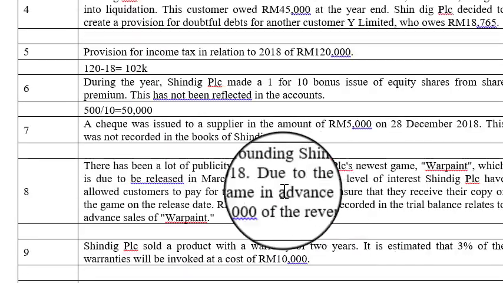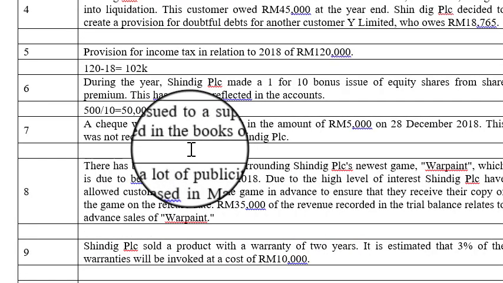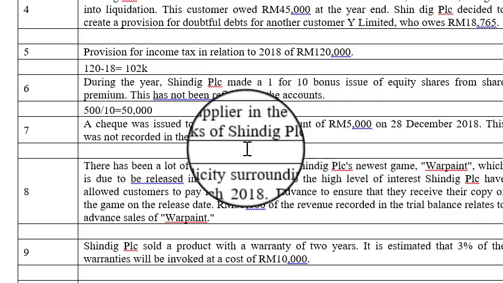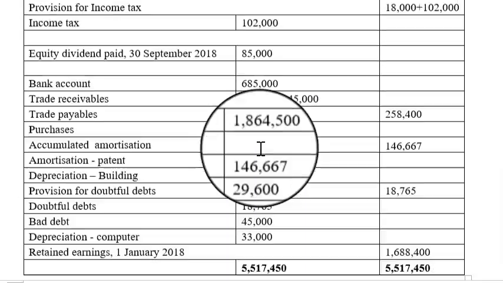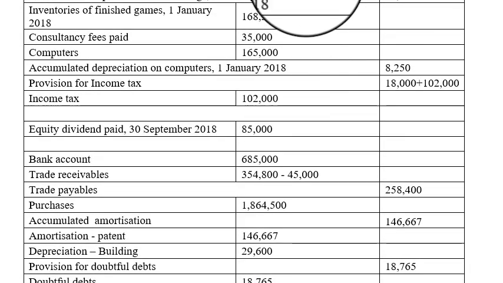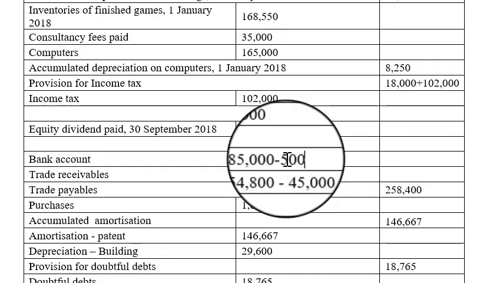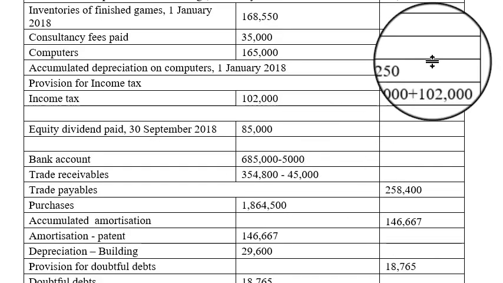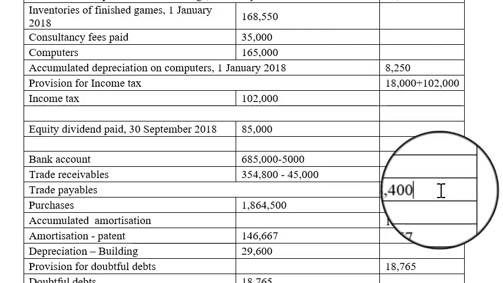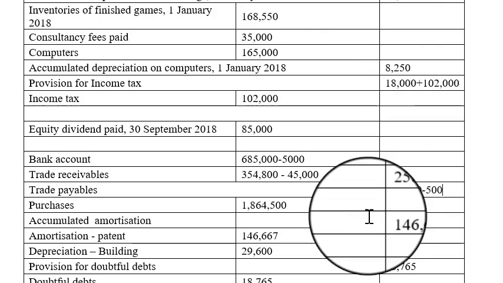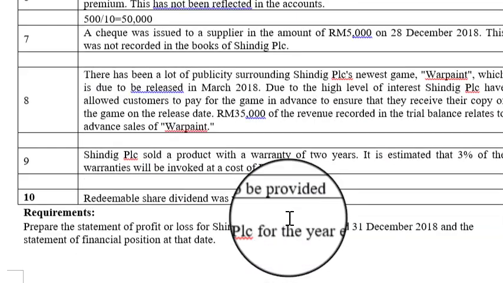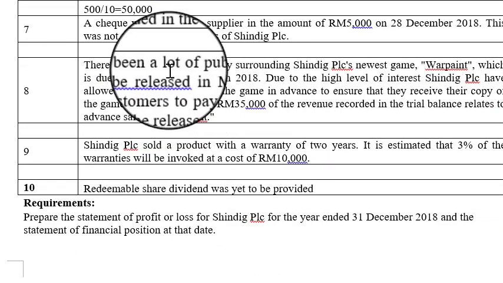So now look at this, they have a check paid but not recorded in the book. Check paid means that in your cash flow you have minus 5,000 here, and since it's paid, you minus from your creditors account. Okay, next one.